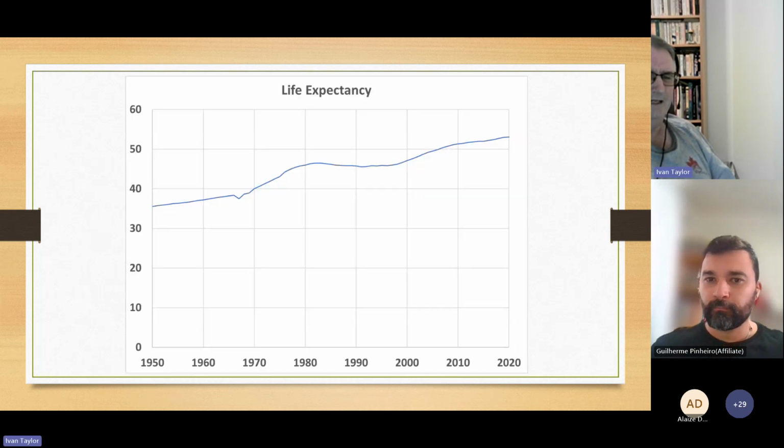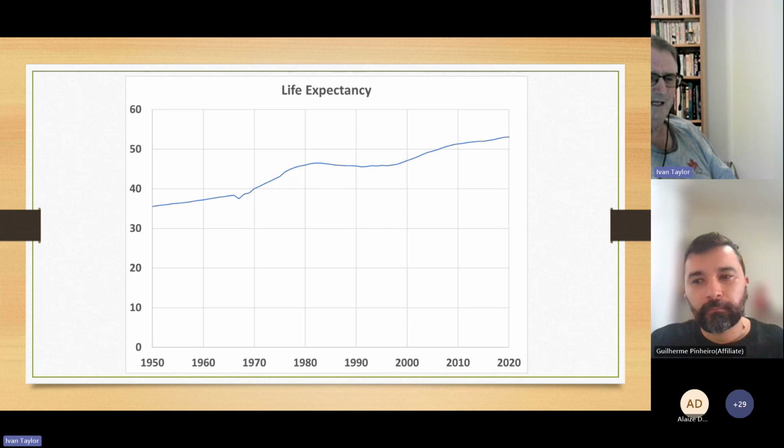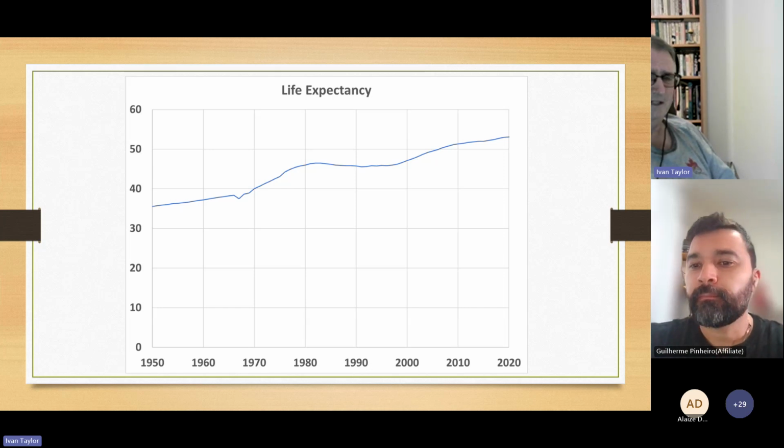So as I said, the life expectancy has pretty steadily increased since 1950. This is the historical data, and you can see it's gone from about 35 years to about 53 years over that 70-year period. And I expect it'll continue to increase.